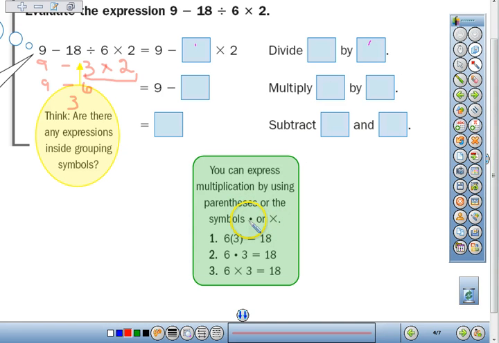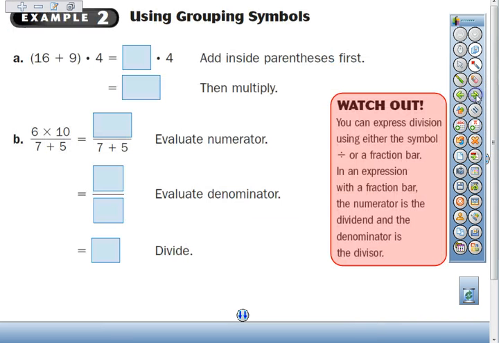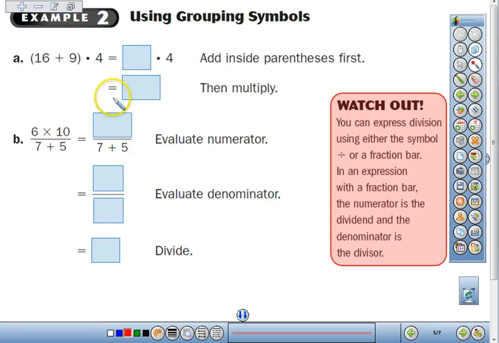Key things to remember, the dot or the X mean multiplication, or a parenthesis. A lot of times you're going to see a lot more parentheses as we work with the common core than probably either the dot or the X for multiplication. So again, using our grouping symbols, 16 plus 9 times 4, well, we're going to add the 16 plus 9. We're adding 16 plus 9, we should have 25. 25 times the 4 is going to give us 100. So again, simply showing your work below as you're doing each problem.